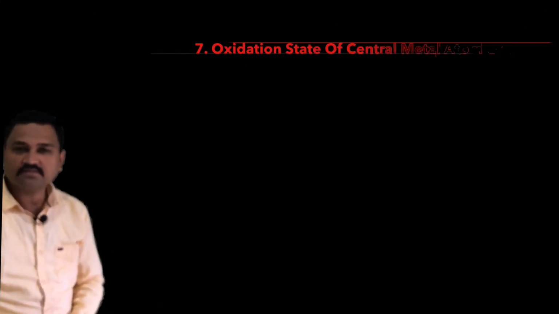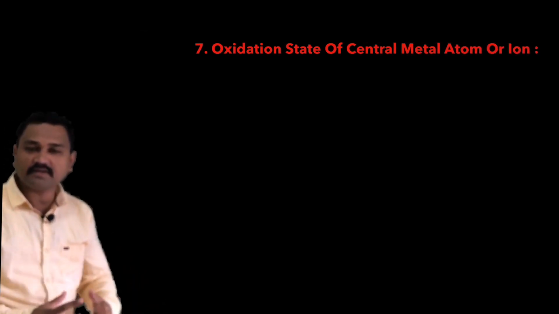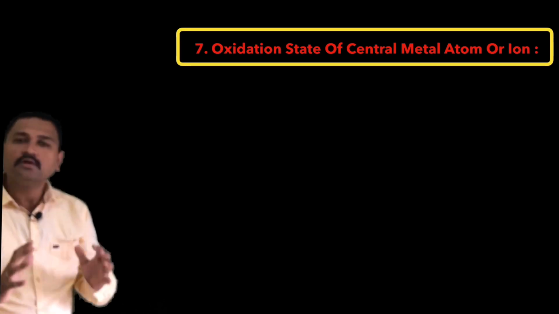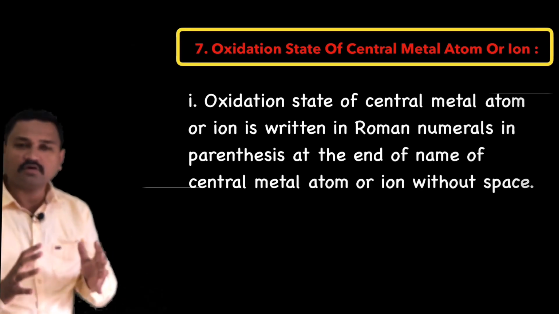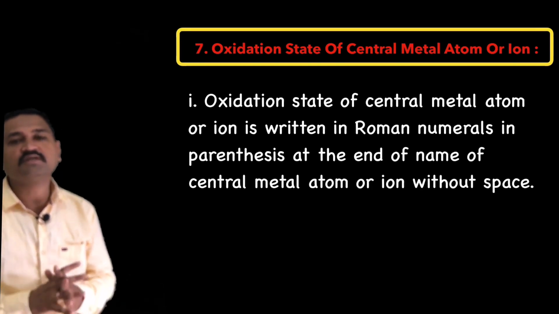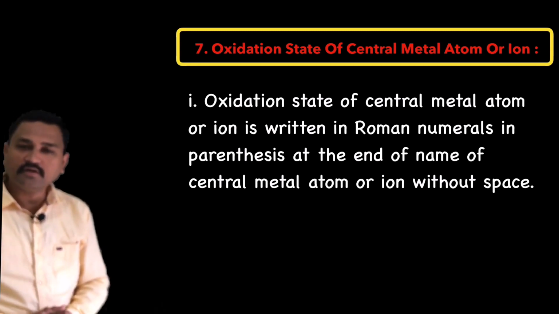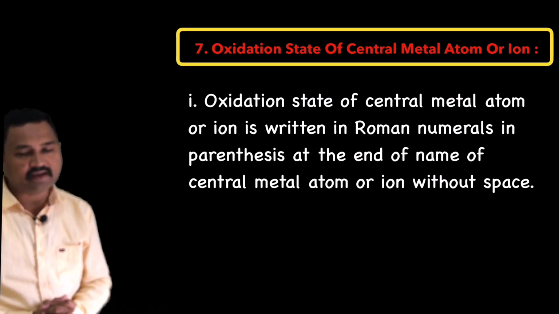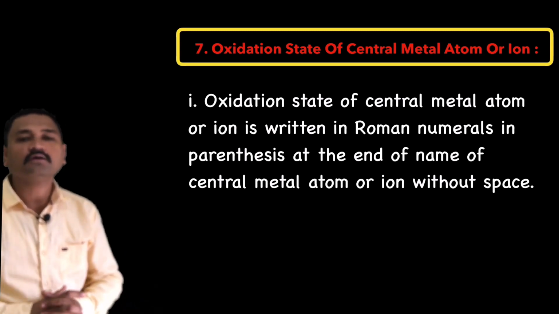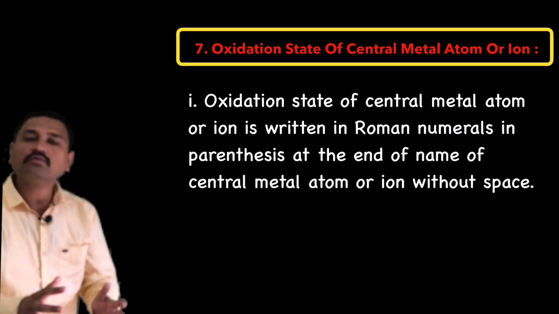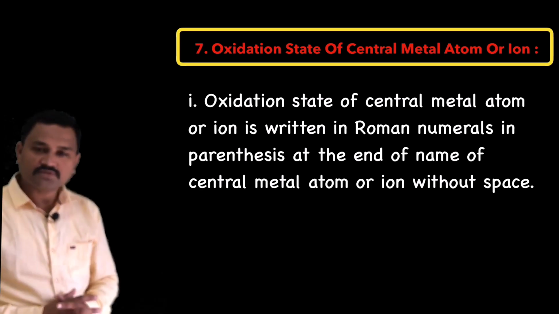So now let us consider rule number 7, that is the oxidation state of the central metal atom or ion. Let us consider point number one in it. The oxidation state or oxidation number of the central metal atom or ion is written in a Roman numeral in parentheses after the name of the central metal atom or ion without any space. So let us consider the examples regarding this one.